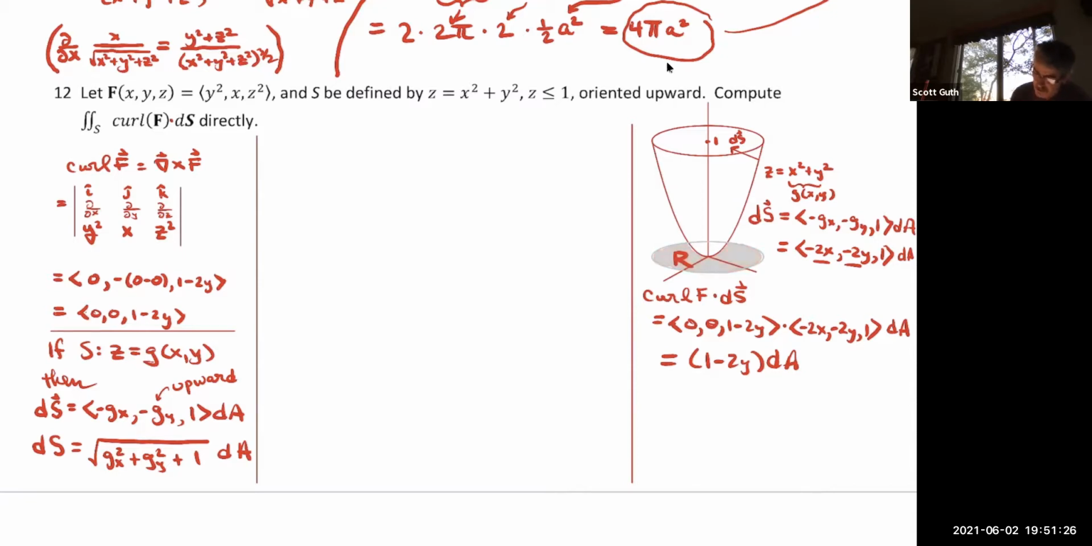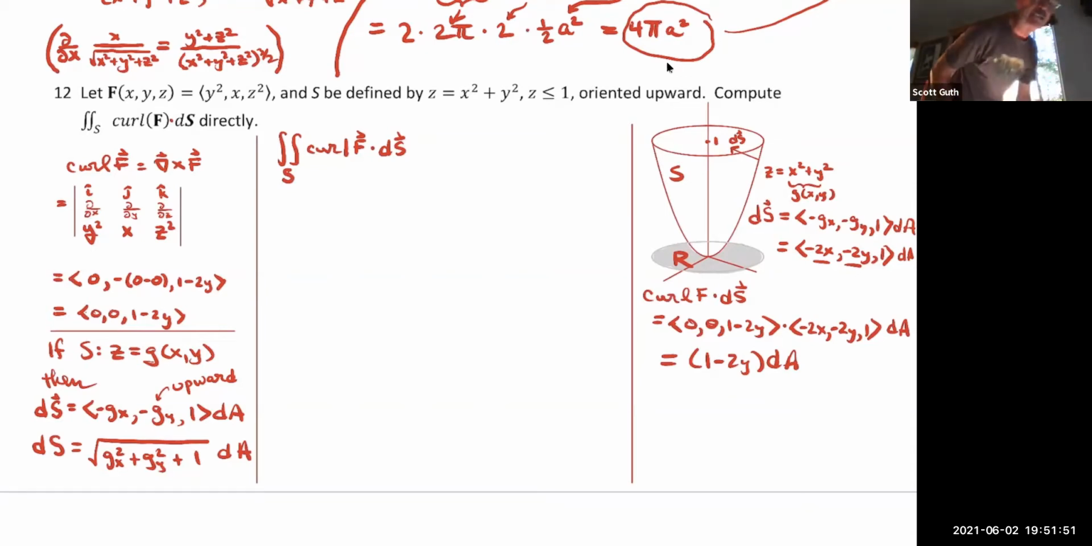Okay, any questions? Here goes. Double integral of curl F dot dS over the surface, which we're calling S. It's not a closed surface, so we don't put that ring around the integral signs. Hang on, I'm going to turn some light on. It's getting dark. That's better. Okay, so this is super simple, actually.